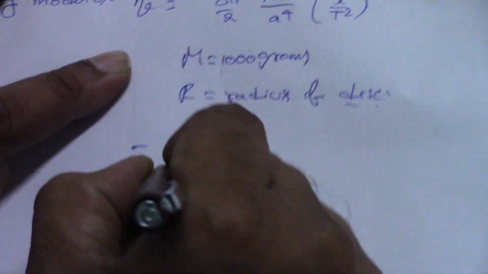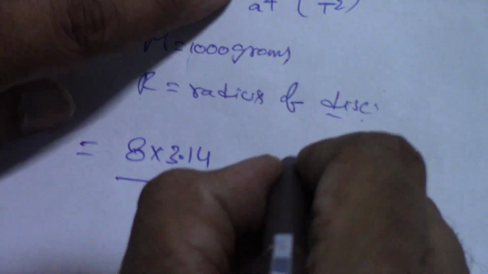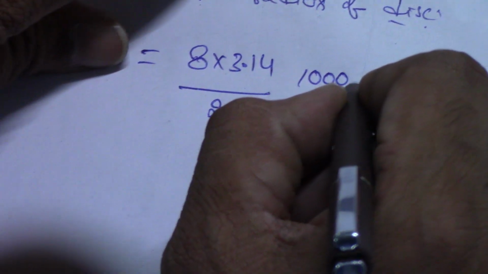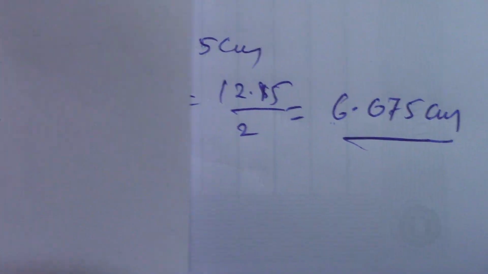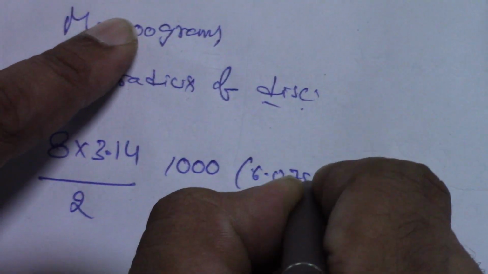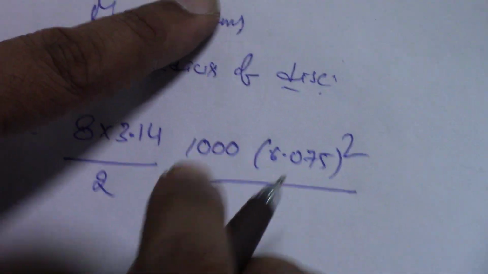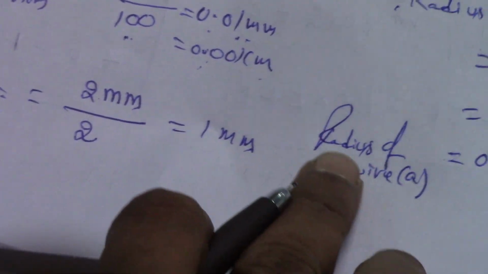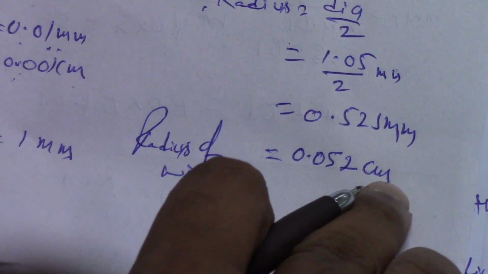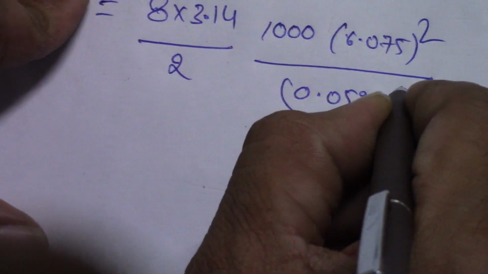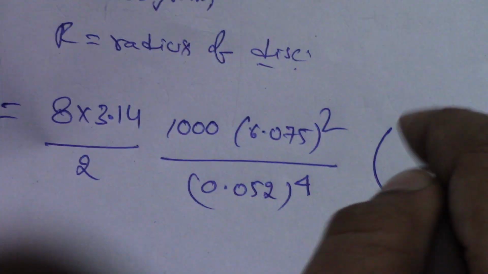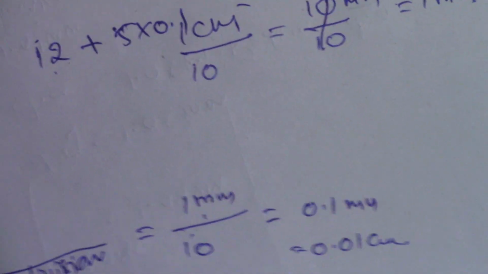The formula is 8 pi, 3.14, divided by 2 into m. Here m is the mass of the disc. We calculated it with the help of a weight balance. We determined it as 1000 grams, and r square is nothing but, here what is r, students? 6.075 centimeters. 6.075 whole square divided by a to the power of 4. Here what is a? a is the radius of the wire. Here it is 0.052 centimeters, whole to the power of 4, divided by L by t square.